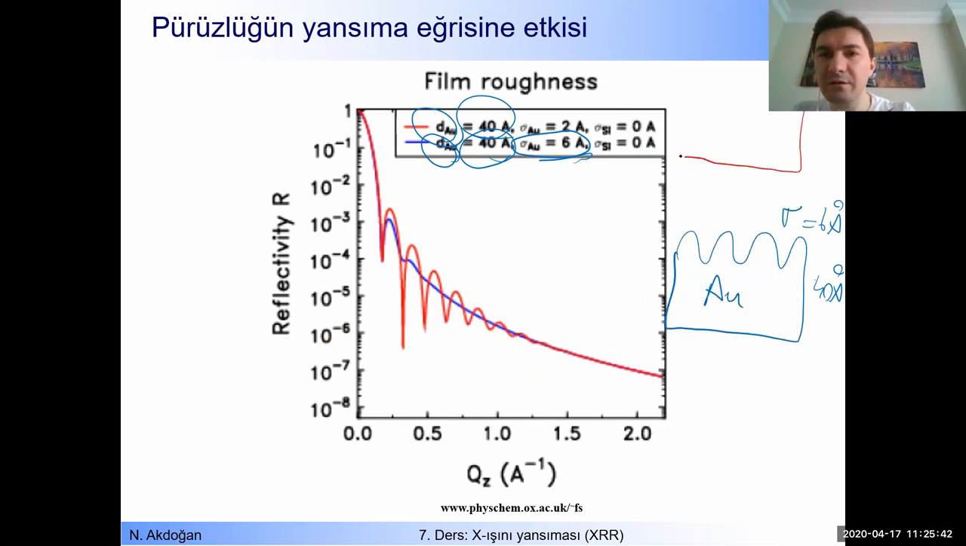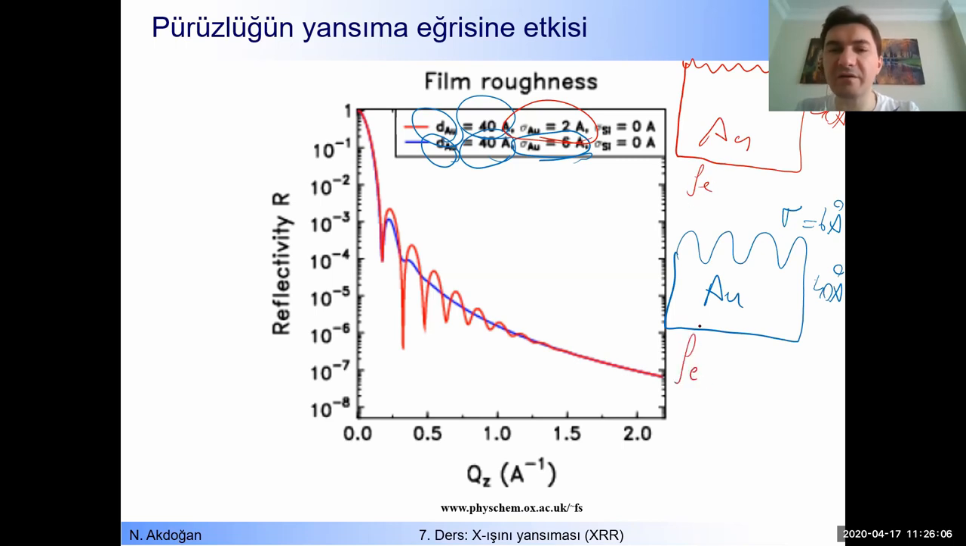Again, it is also gold. The thickness is again the same, but what about the roughness? The roughness is around 2 angstrom. Okay, the thickness is the same. So what about the result? Since the electron density of this one and this one are the same, because we are talking about the same material, gold, and the number of atomic layers is the same, the critical angle is the same, and the intensity is more or less the same.